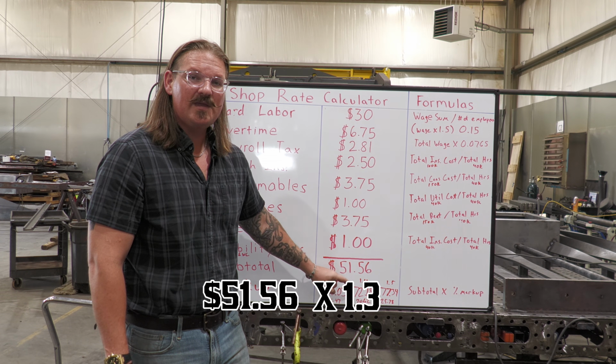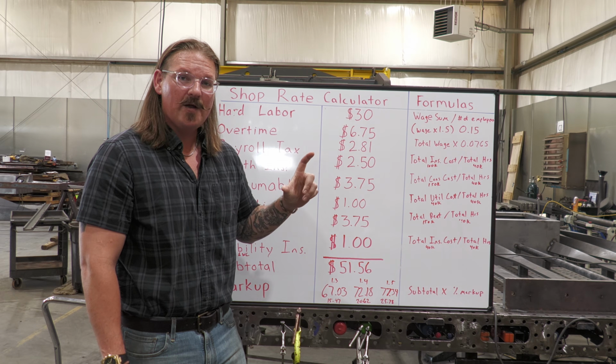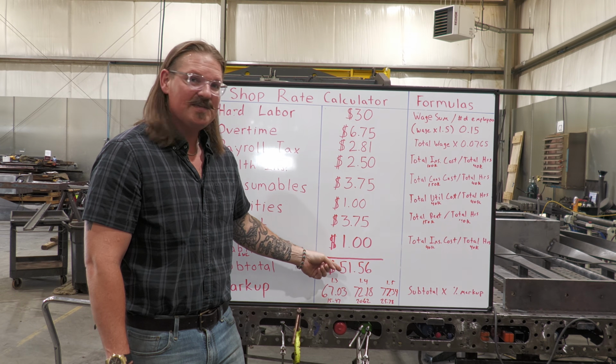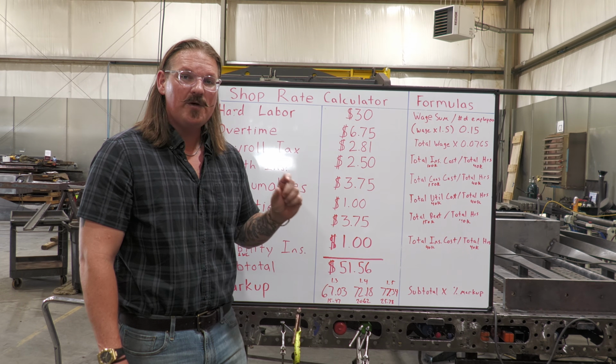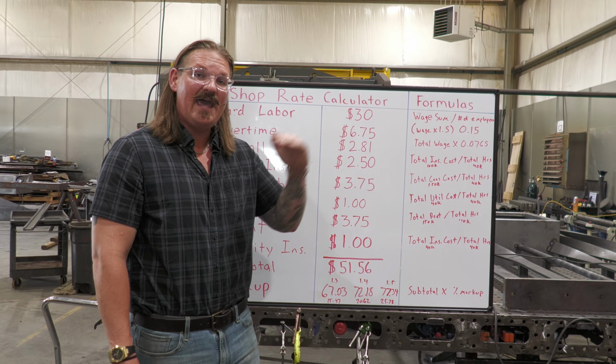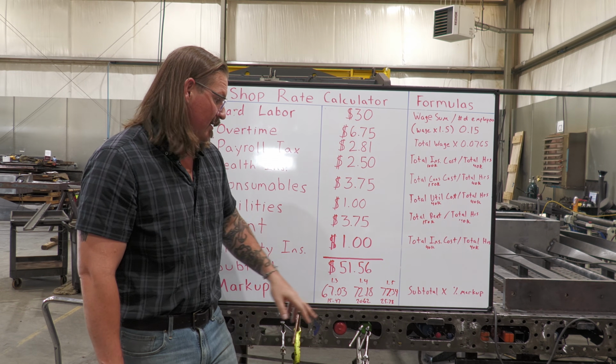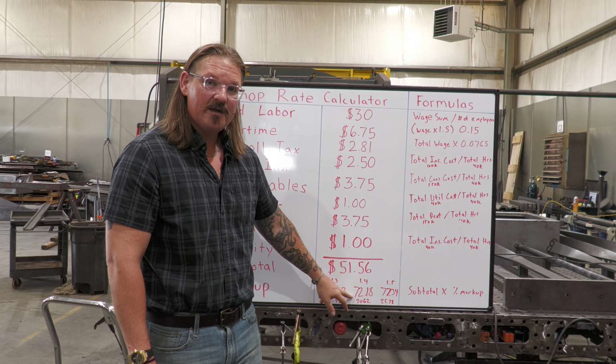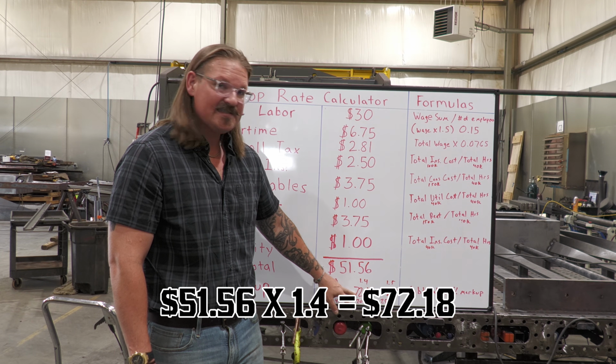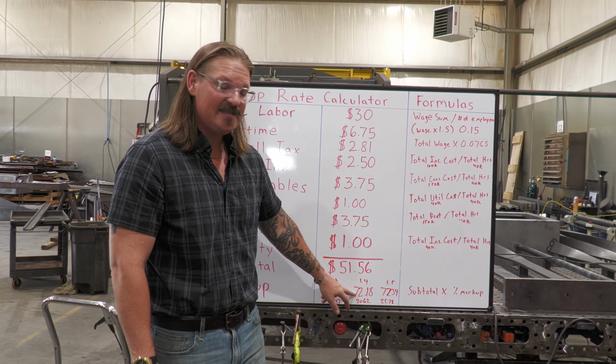So 1.3 is gonna be a 30% markup. The 1 represents this 51.56, and the 0.3 represents that 30% extra that you're gonna charge your customers so that you make money. If you want 40% markup, you're gonna multiply by 1.4. That's gonna give you a shop rate of $72.18.